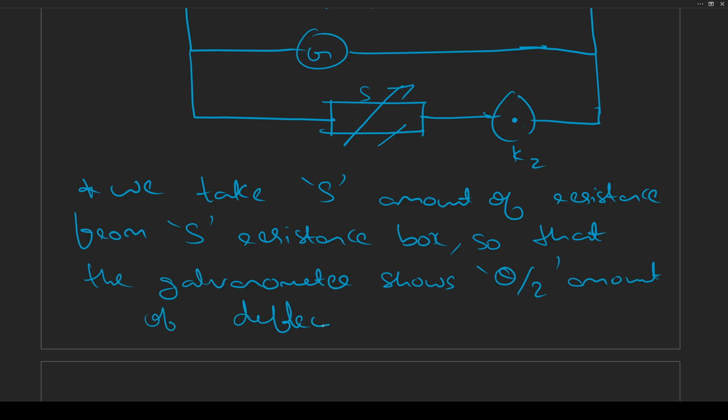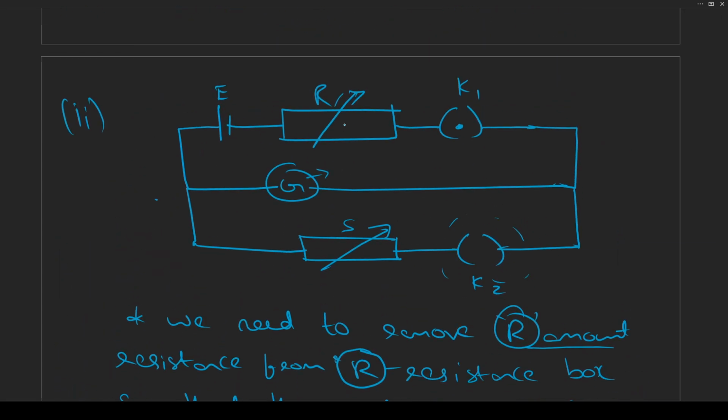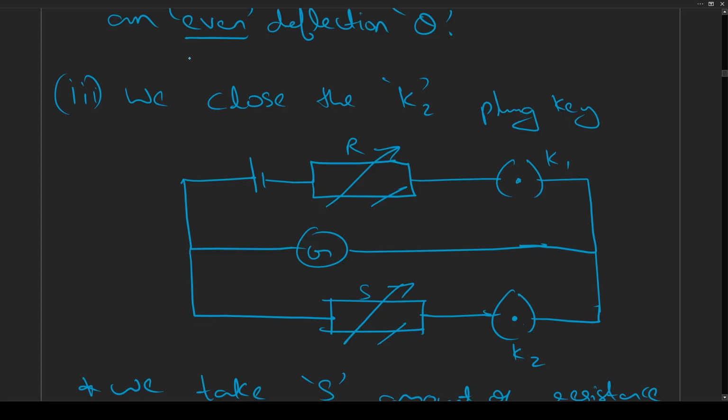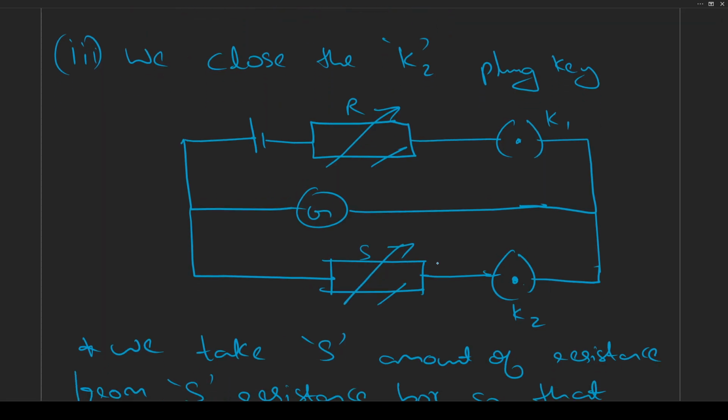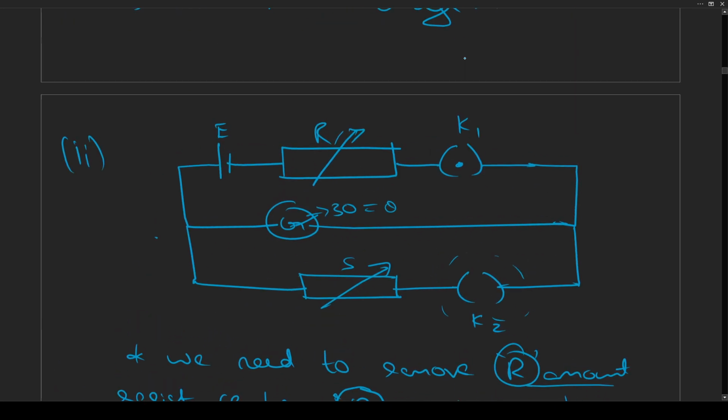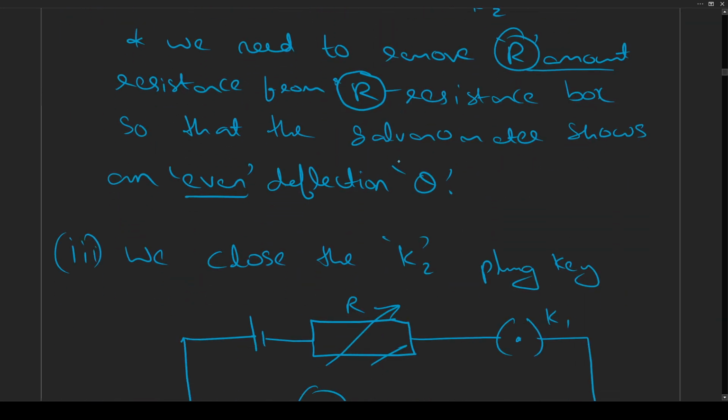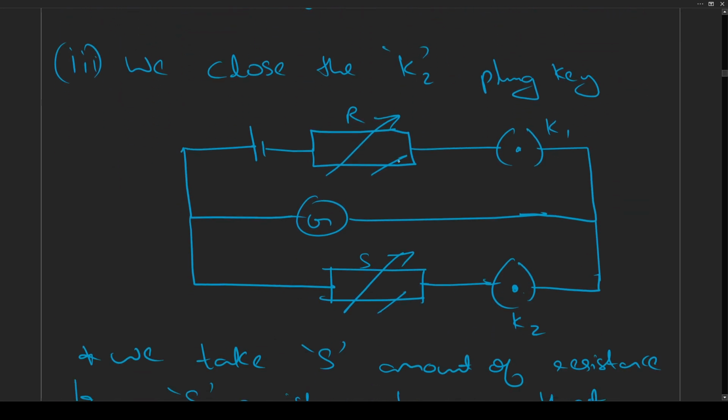For example, in our first step, if we took out some 300 ohm of resistance here, and the galvanometer showed 30, an even number, which is equal to 30 divisions of deflection. In our second step, we do not disturb the setup. After we take out 300 ohms from this box, just leave it like that. Do not insert them again.